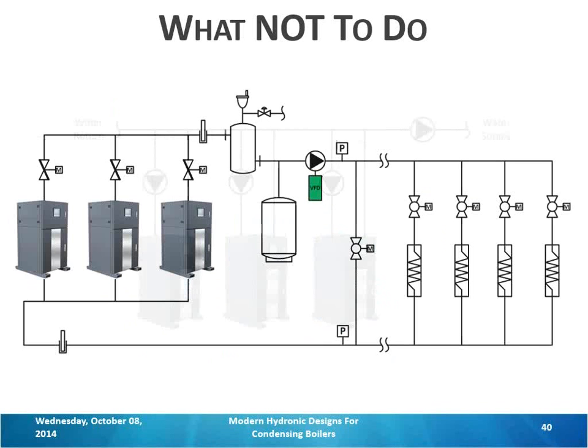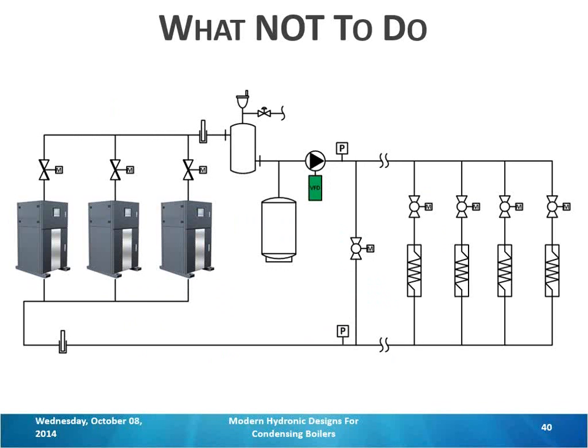So this was used for many years on cast iron direct return systems where you weren't doing primary, secondary, but you were non-condensing. And the bypass valve would be used for temperature control. So you'd circulate water here to keep the temperature up.